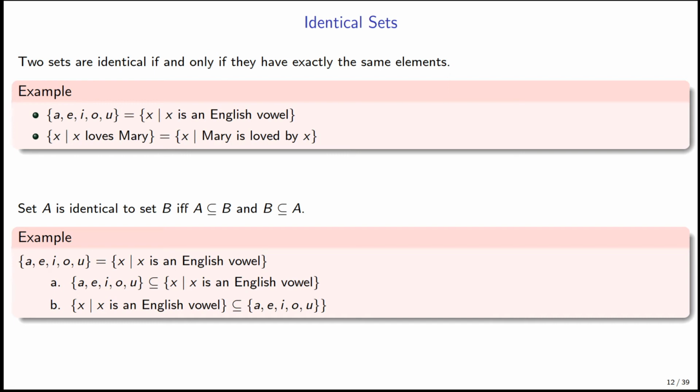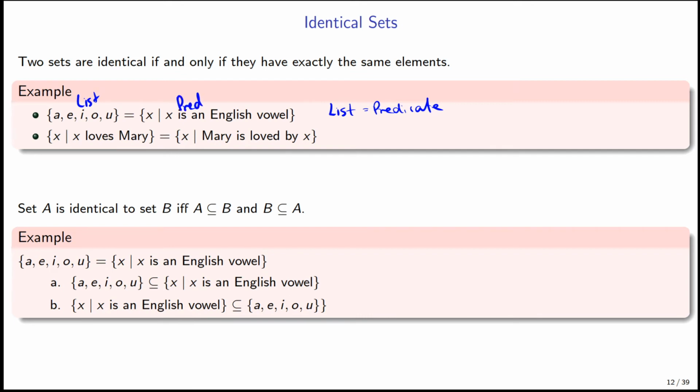We say 2 sets are identical if they have the exact same elements. So when you have something in list notation and something in predicate notation, and they're the same set, then of course these are equivalent. So the set containing this variable x, such that x is an English vowel, is the same thing as the set containing a, e, i, o, and u. They're the same set. The left side is predicate, and the right side is in list notation.